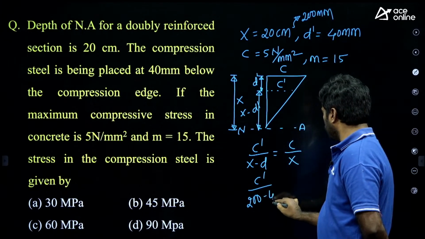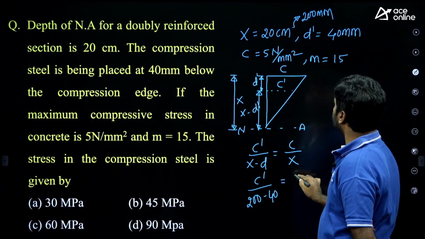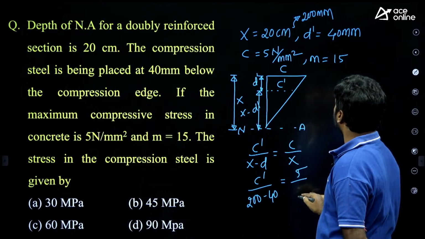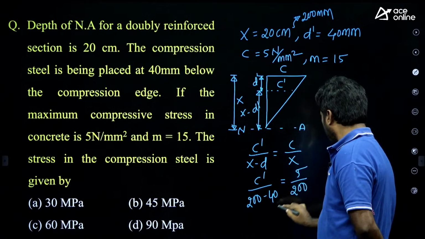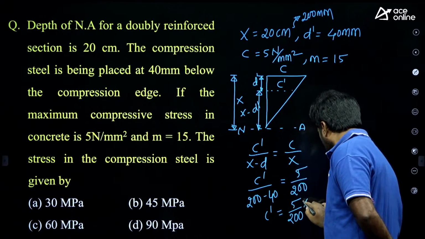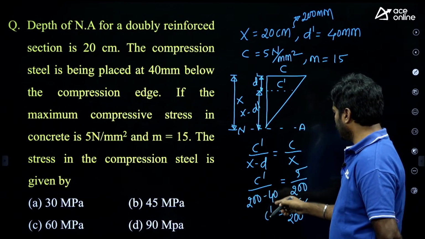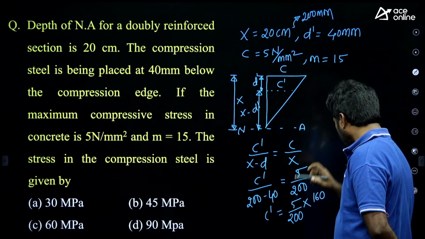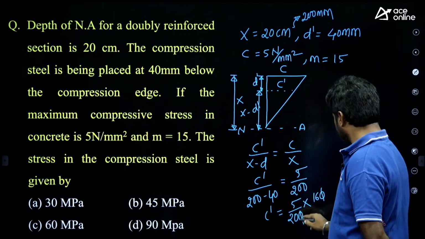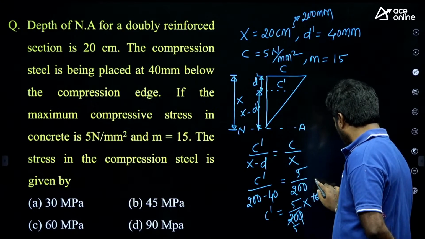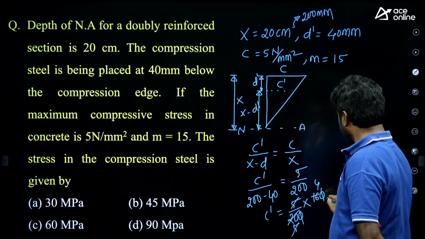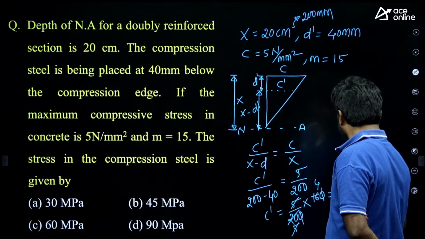200 minus effective cover 40, which is equal to C, stress given 5 upon, what is the X, depth of neutral axis 200. From this we can get C dash equal to 5 upon 200 into this 200 minus 40, 160. My dear, 0, 0 gone. 4 5s are, 4 4s are. Now 5 5 gone. You'll get 4. What is 4? 4 megapascal is the stress in concrete.